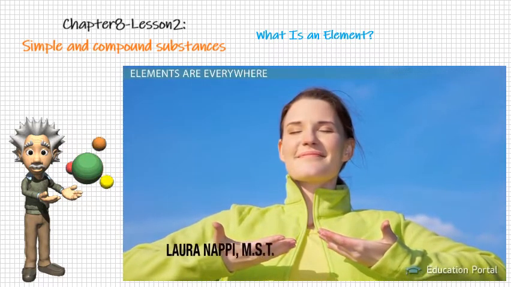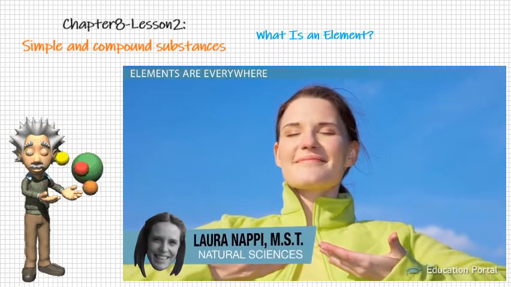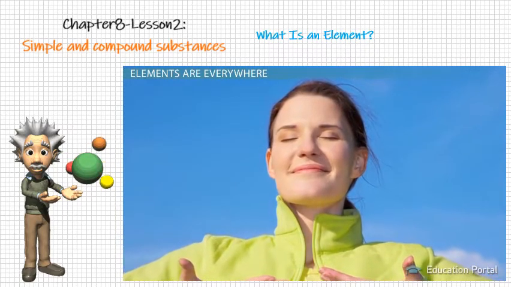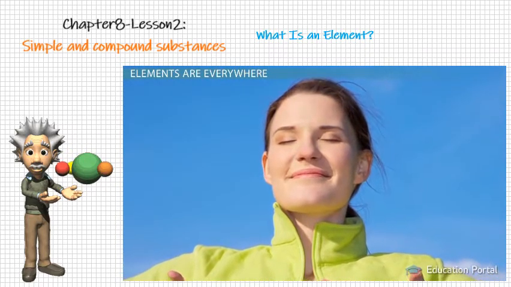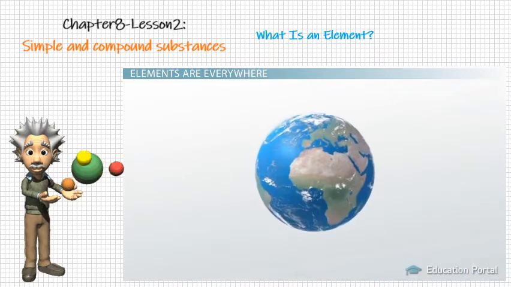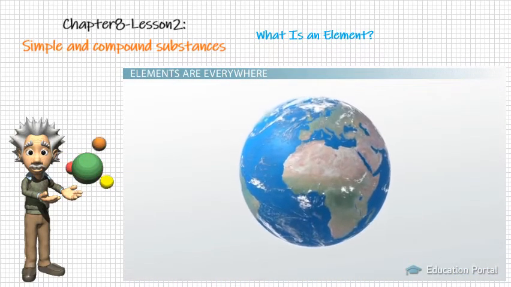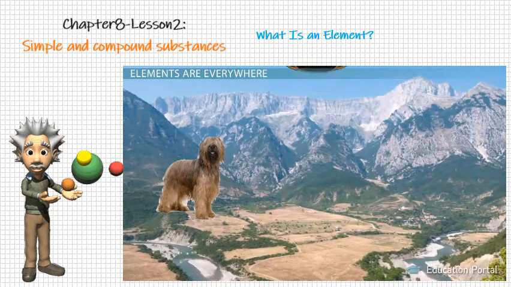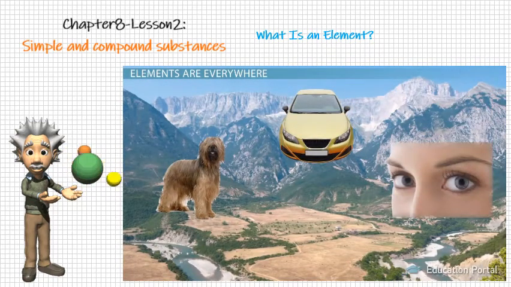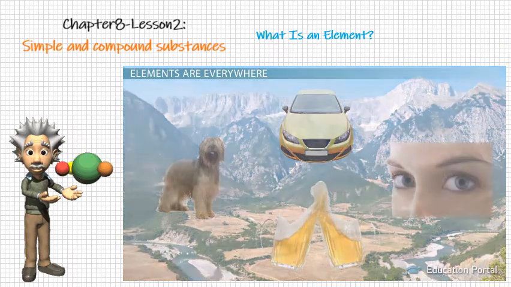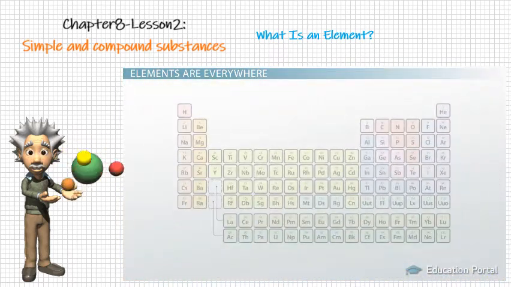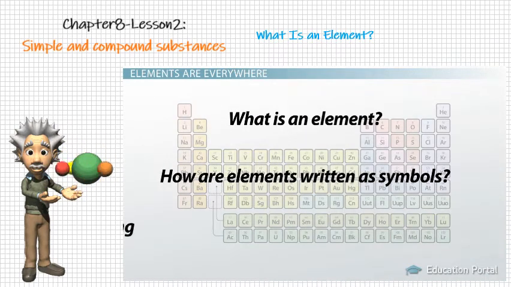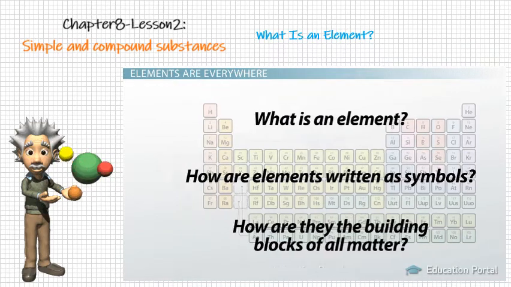Did you know when you are breathing, you are actually inhaling elements? The air you breathe is made up of many elements like oxygen, nitrogen, and argon. Elements are everywhere. They are the building blocks of everything on Earth. Your dog, the mountains, your car, your eyes, and yes, even beer. In this lesson, we will discuss what an element is, how elements are written as symbols, and how they are the building blocks of all matter.